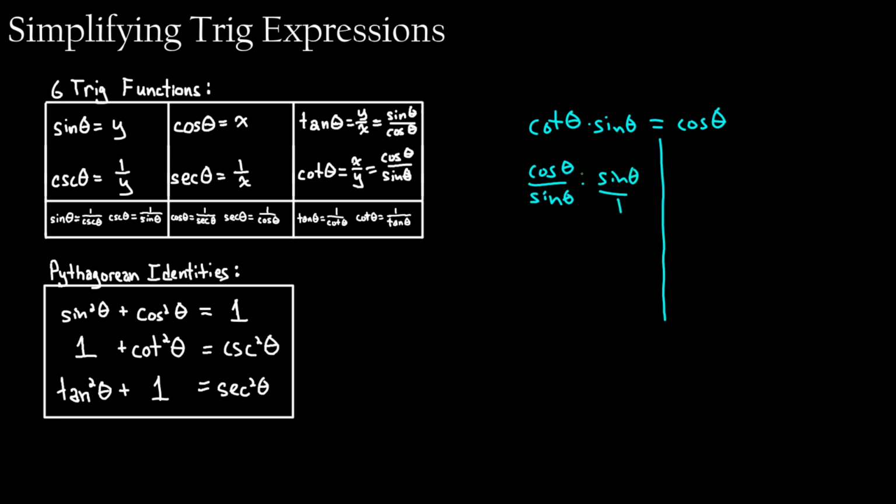And so what I would do now is cancel the top and the bottom, which gives us cosine of theta over 1, which is just cosine of theta. So this is equal to the cosine of theta, and I'll put a little check, verified. So you can see we worked on one side to verify that this identity is equal to the cosine of theta. All right, let's do another one.